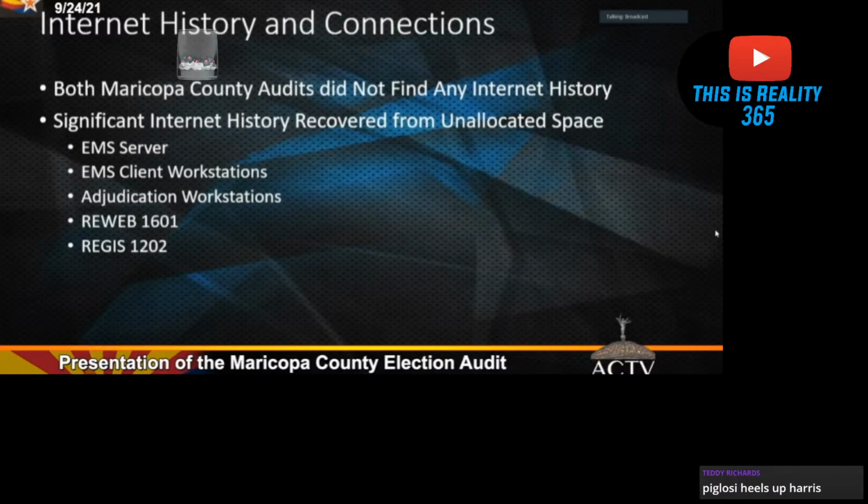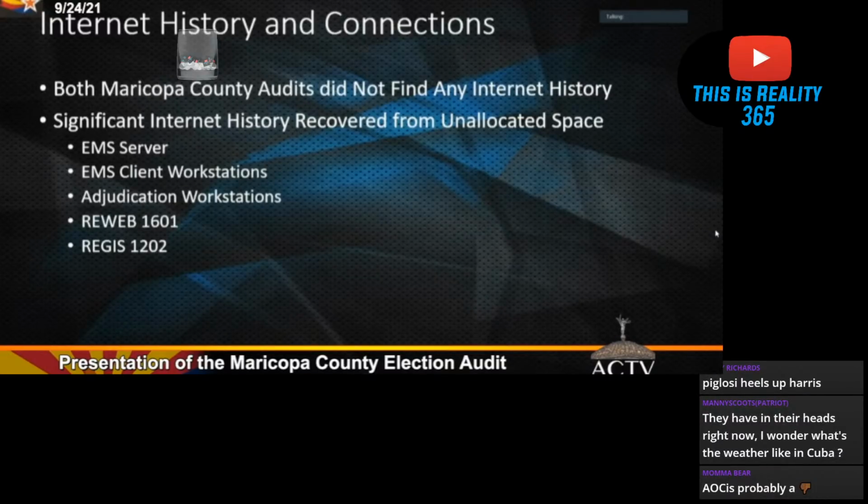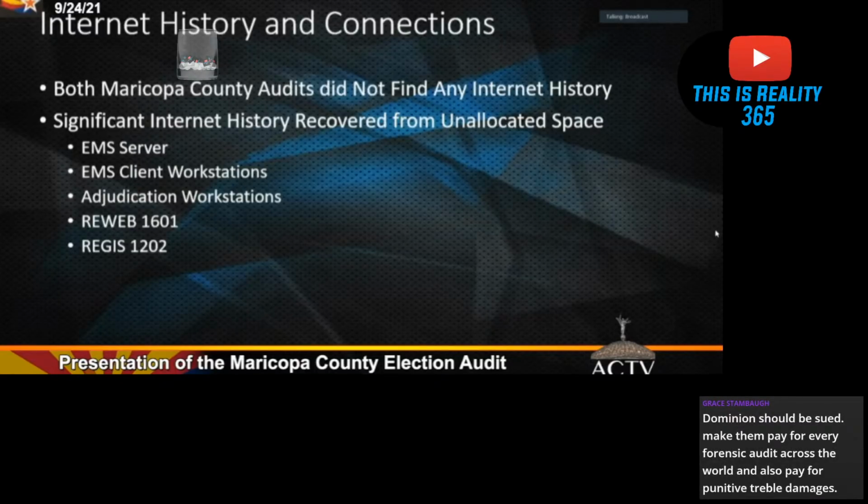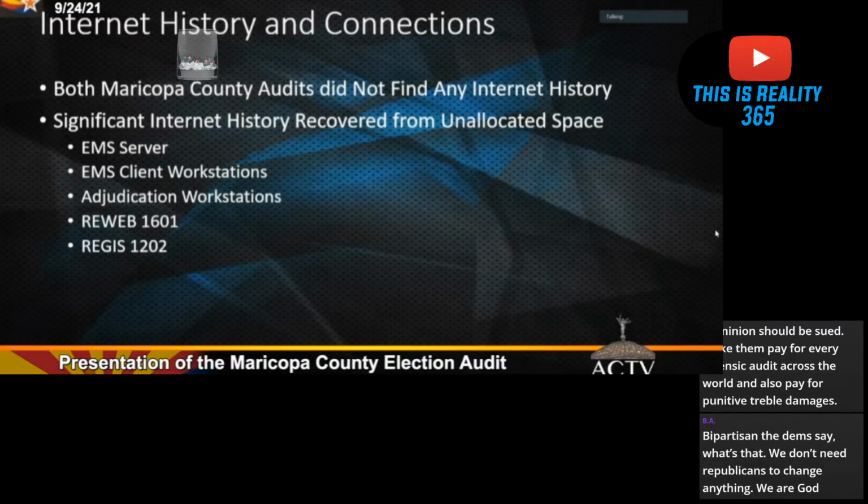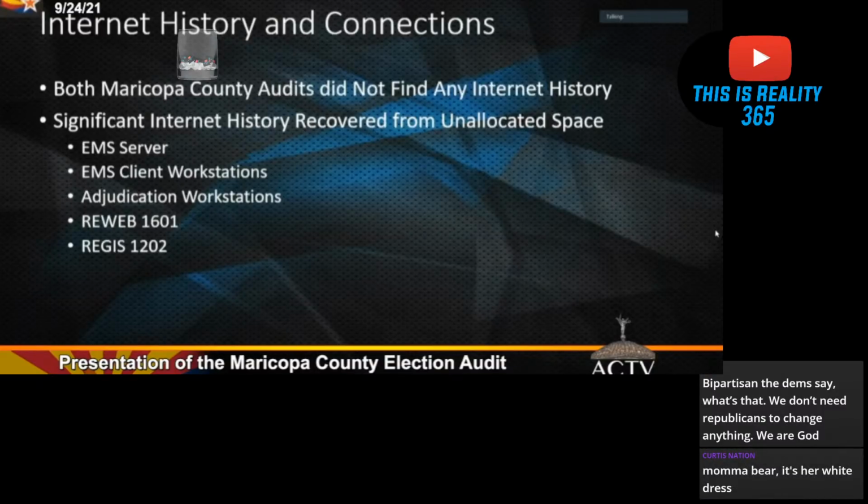Okay? And when I did that, the history was significantly different than both the representation by the auditors and the representation by Maricopa County that these systems had never connected or were exposed to the internet. And we found internet activity and multiple visits on the EMS server, 3 of the EMS client workstations, 1 adjudication workstation, and then the ReWeb 1610 and the Regis 1202.